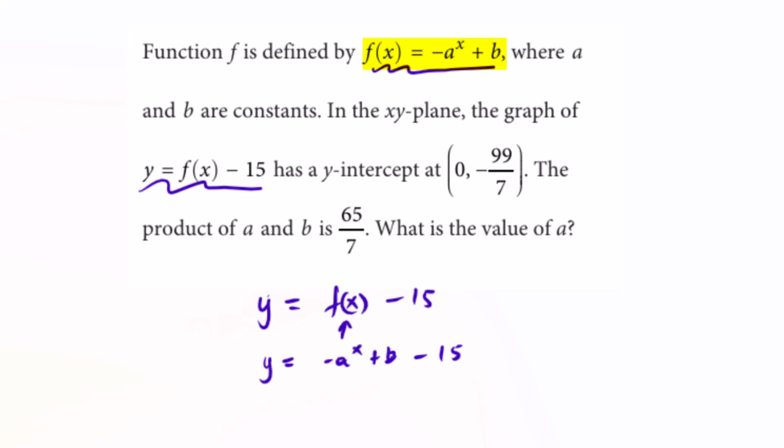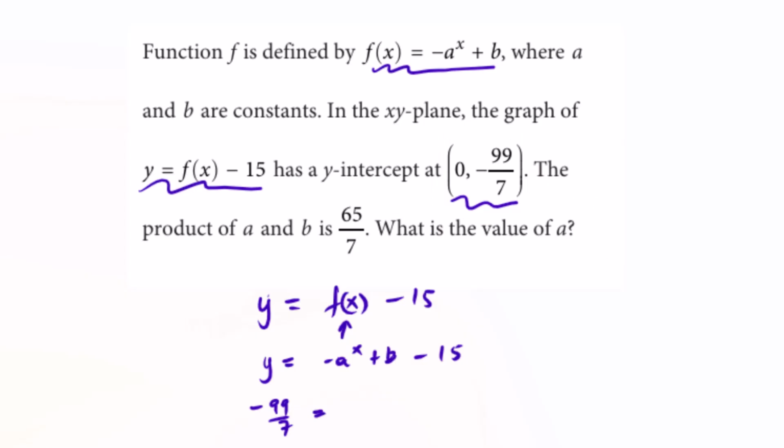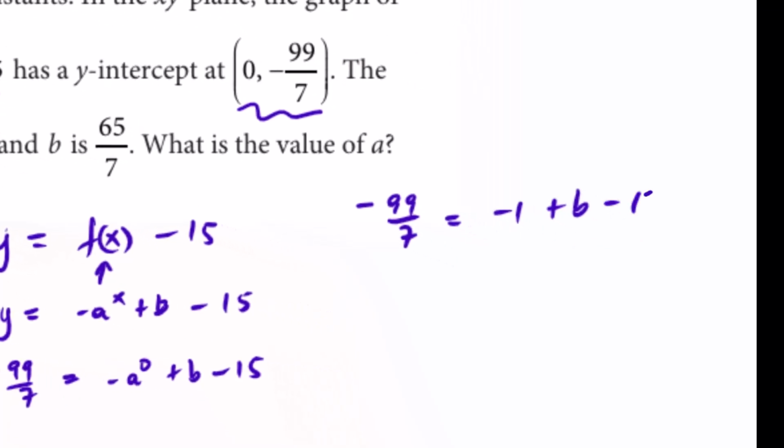Now if that is my y, I have the intercept at (0, -99/7). So I'm going to put negative 99 over 7 equal to my intercept, plugging in 0 for x. This is going to be negative a to the 0 plus b minus 15. That will give me negative 99 over 7 equal to negative 1 plus b minus 15, so negative 99 over 7 equals negative 16 plus b.